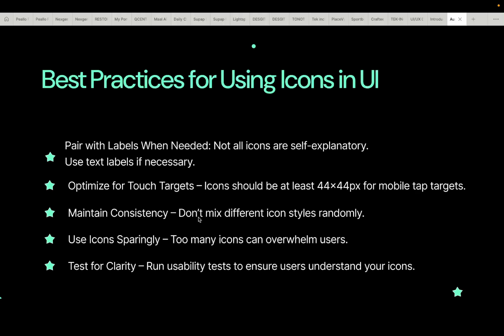So for easy tap, you can create space around it. An icon should be at least 44 by 44 pixels for a mobile tap target. This 44 by 44 does not mean that the icon itself should be this size. It should probably be the icon itself plus the space you have created around it.